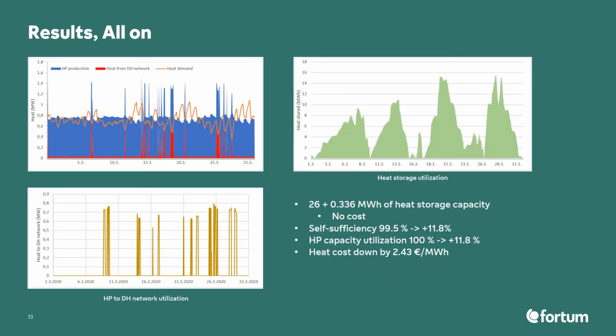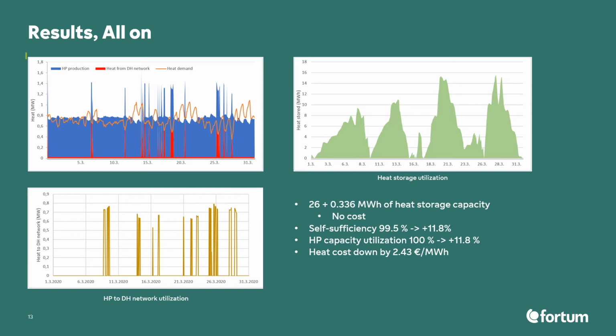And finally, in the all-on scenario, we had both the network flexibility and heat storage, as well as the heat pump to the district heating network. The self-sufficiency and heat pump capacity utilization were increased notably, both by 11.8%, and the capacity of the heat pump was actually utilized 100% of the time.